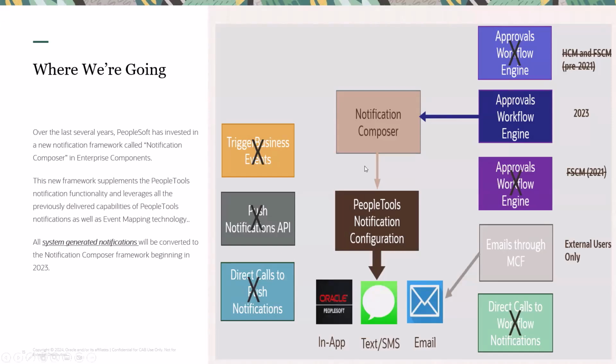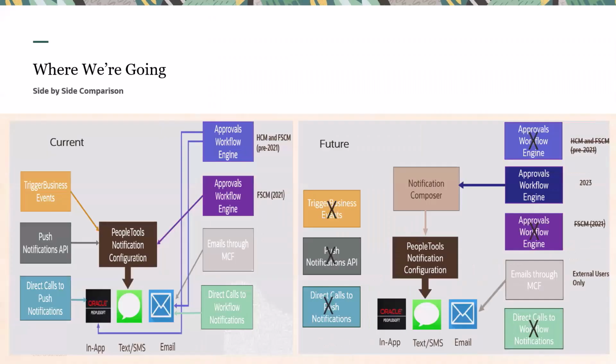And with this approach, we're trying to harmonize financials and HCM, et cetera, so that everything from AWE will go through Notification Composer. So it makes the diagram a lot better. If we look at the side by side, on the left you have the current, which is as of 8.58, and then the future. So the diagram actually reduces quite a bit and is a lot easier to follow.